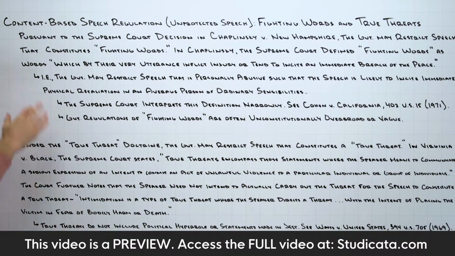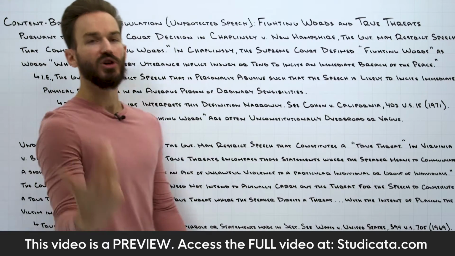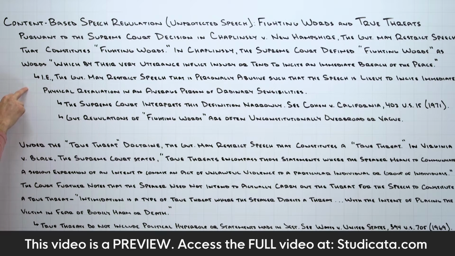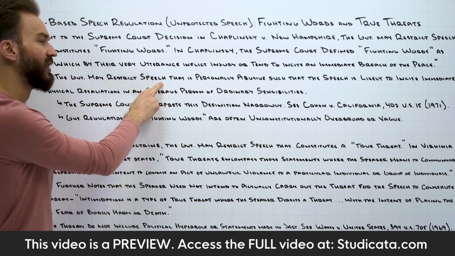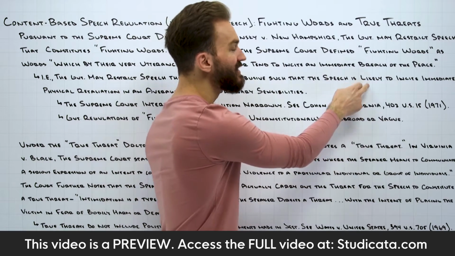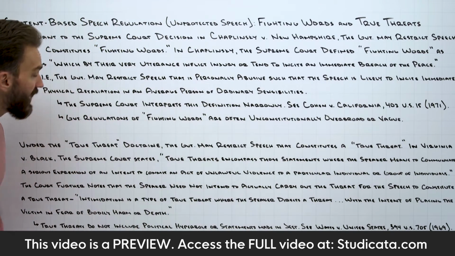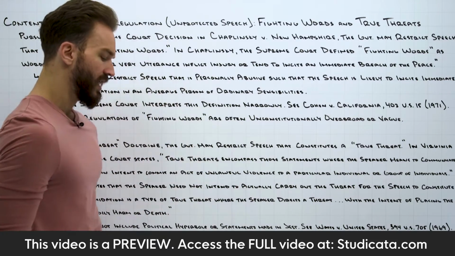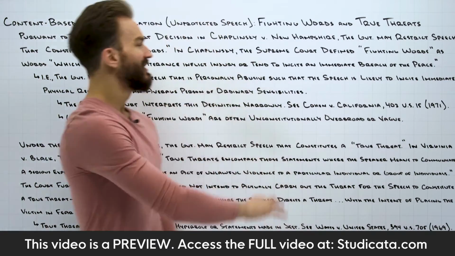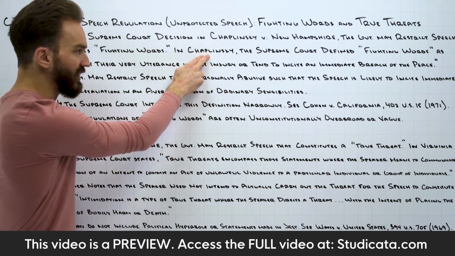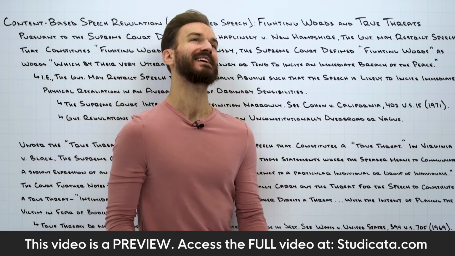In other words, the definition I would recommend using if we're on a constitutional law essay or just in a constitutional law analysis is this: the government may restrict speech that is personally abusive such that the speech is likely to incite immediate physical retaliation in an average person of ordinary sensibilities. This definition really encompasses all the things we're looking for from this Chaplinsky Supreme Court decision.